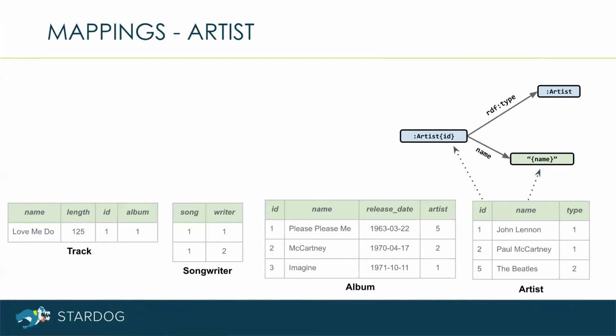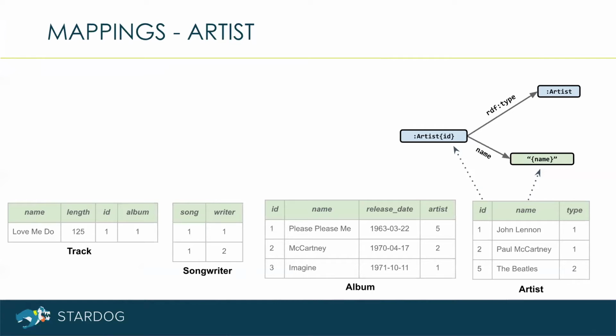In the artist table here, we actually have 2 different types, the 1 and 2 for solo artist and band. For now, we're going to ignore that and just assume that we'll use artist as the type. So in the mappings, there is a property that corresponds to each of the columns in your table, and then the values of the row become nodes that are linked to the entity node using that property.